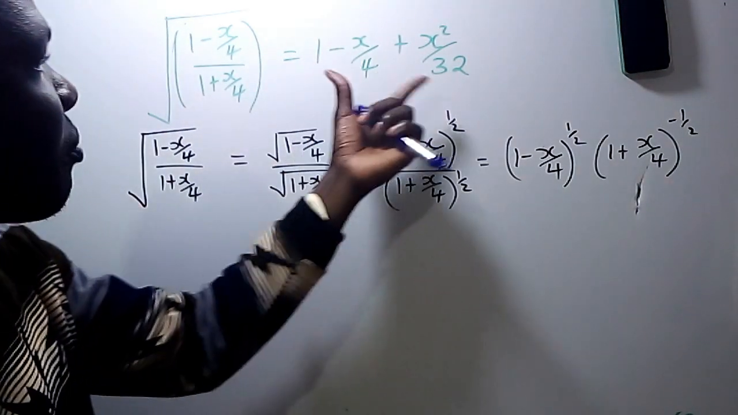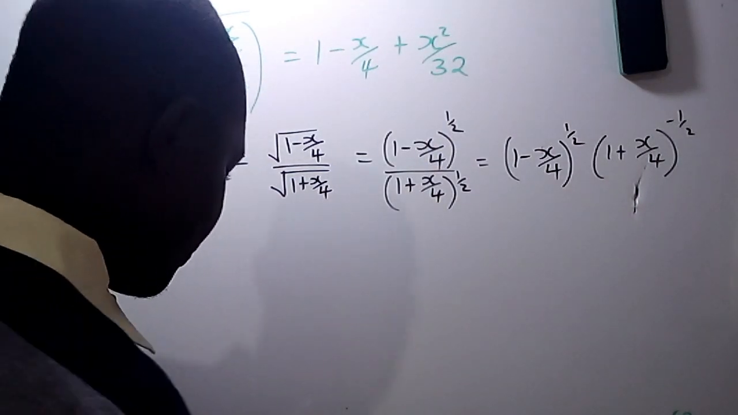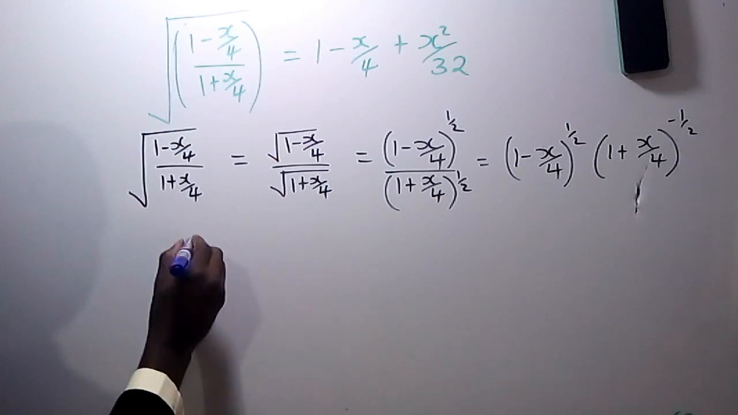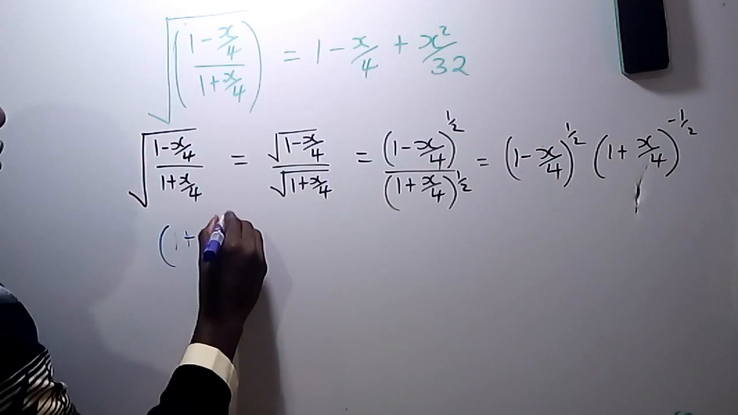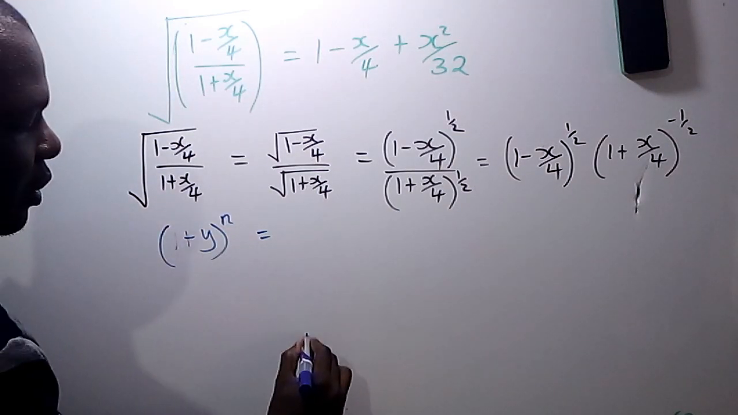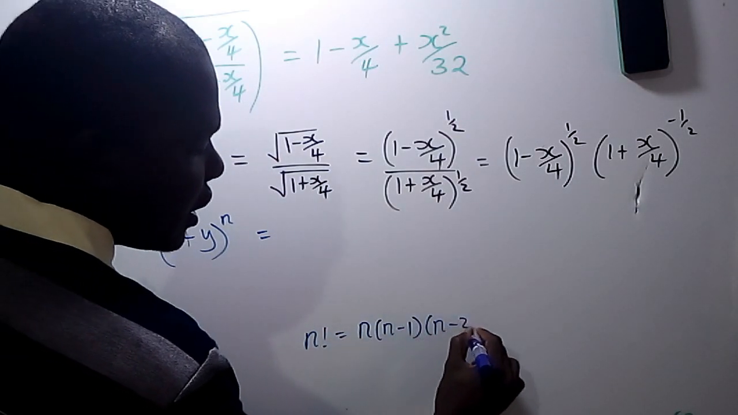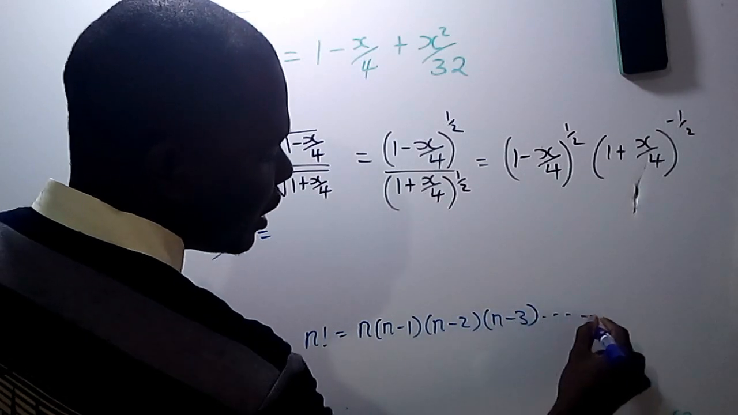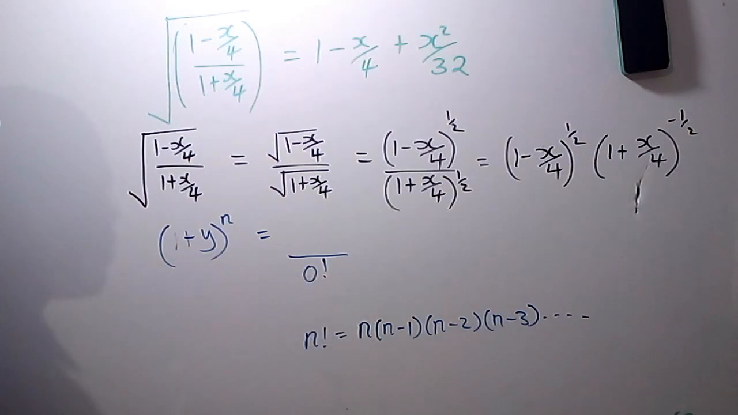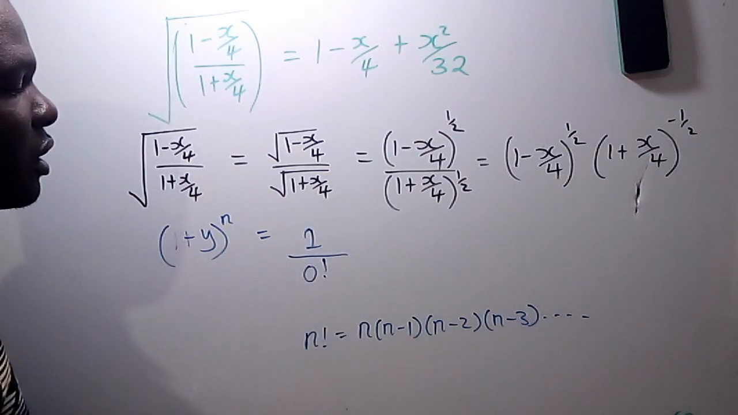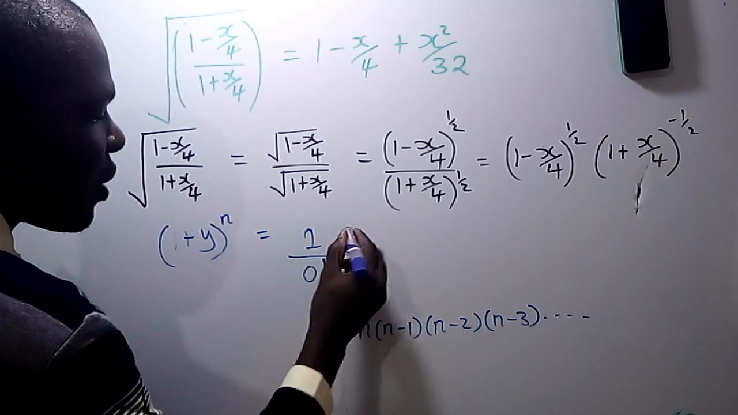Now to show that it is approximately this, we expand up to the term x squared. So if you have a binomial expansion 1 plus y raised to power n, remember when you have n factorial, that is n into n minus 1 into n minus 2 into n minus 3 and so on. So the first term of this expansion is 0 factorial. When you have 0 factorial, it means there is no term in the numerator, you only have 1 there. Then our y is raised to power 0.